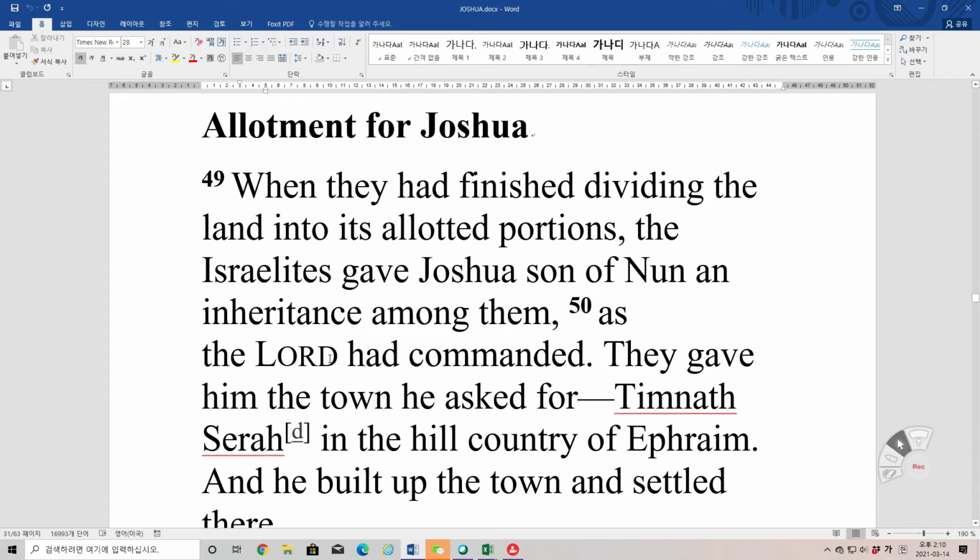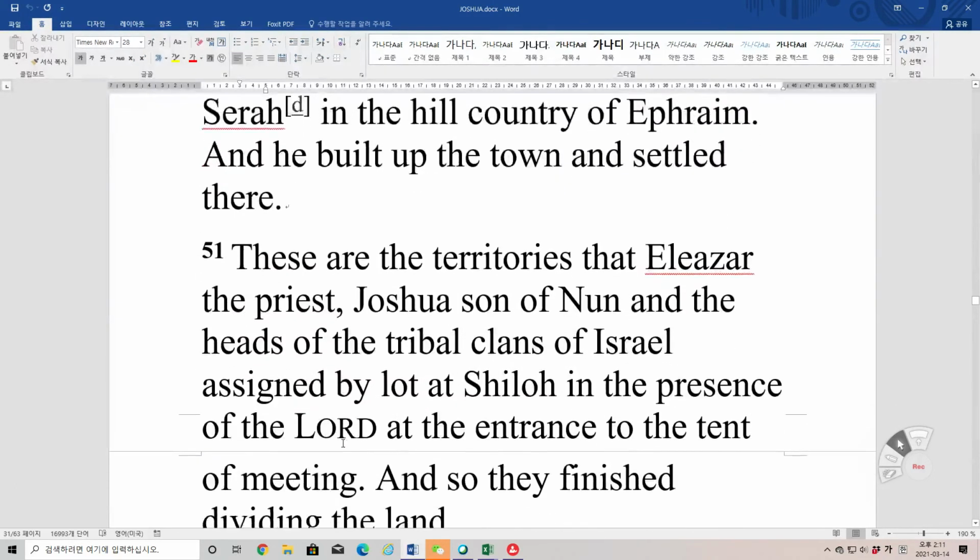Allotment for Joshua. When they had finished dividing the land into its allotted portions, the Israelites gave Joshua son of Nun an inheritance among them, as the Lord had commanded. They gave him the town he asked for, Timnath Serah in the hill country of Ephraim, and he built up the town and settled there.